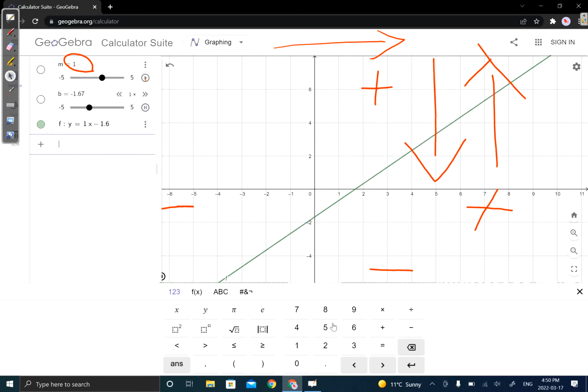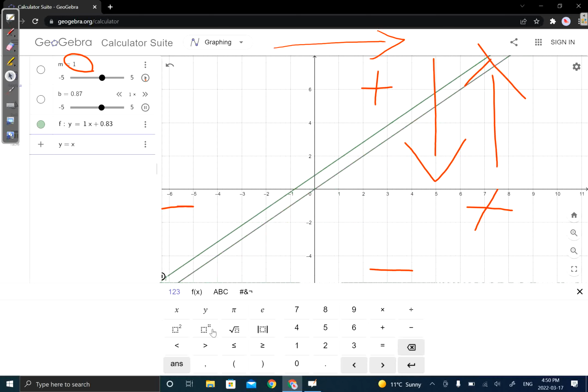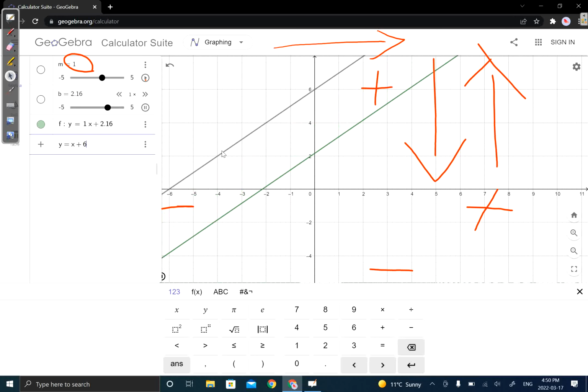And if I write down another line, like y is equal to x plus 6, you have a line here that you can see. And the difference between these two lines is that these are parallel. It means they don't have any point of intersection.